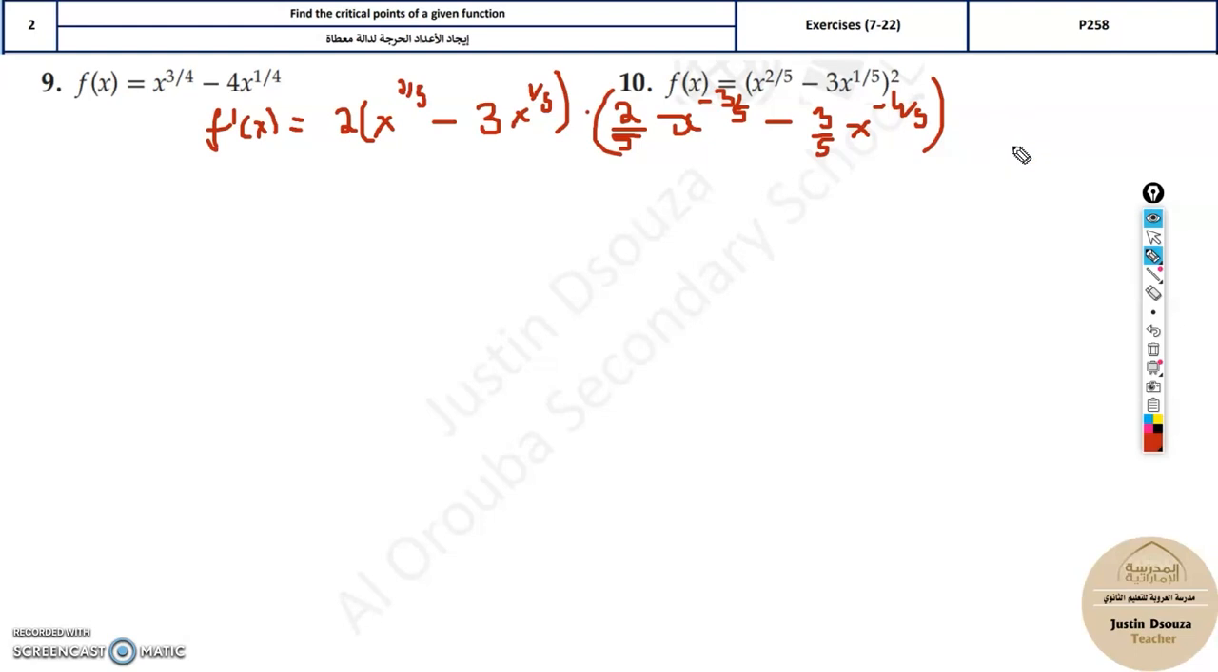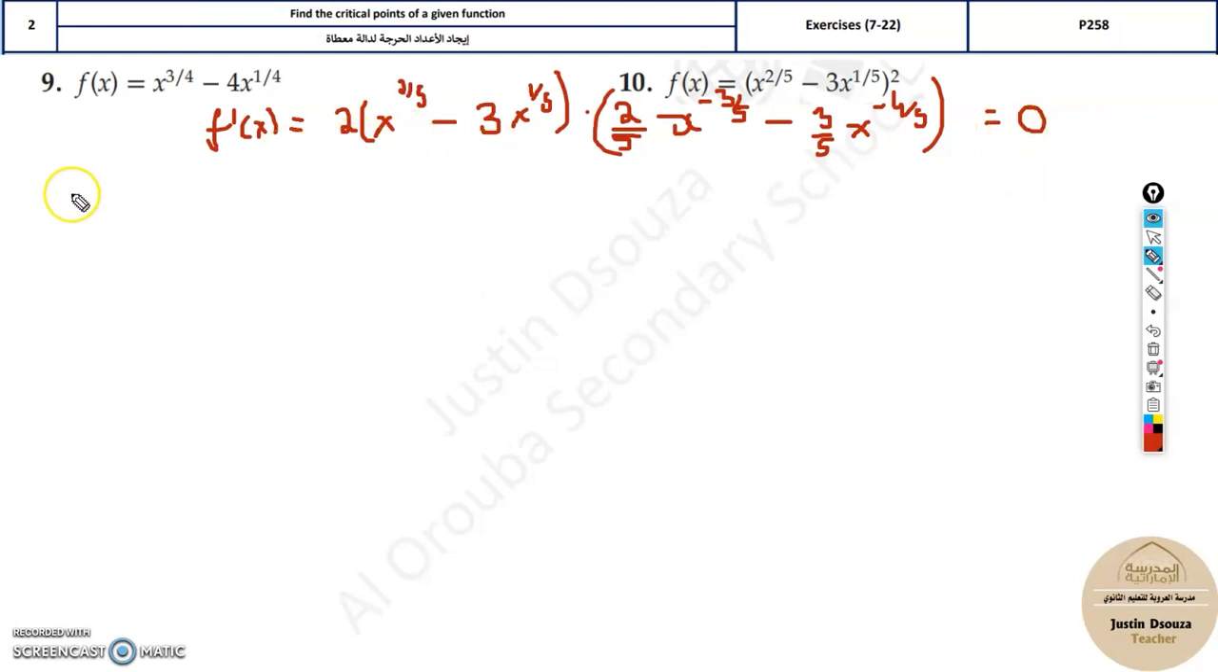Now, what would be the next thing? Over here, all you need to do is equate this to 0 to find the critical numbers. So how would you solve the critical numbers? Just equate it to 0. Now, since you're multiplying two terms, this will be equal to 0 and this will be equal to 0. So that's how we solve the critical numbers. Now, first, either this will be equal to 0 or this will be equal to 0, isn't it?